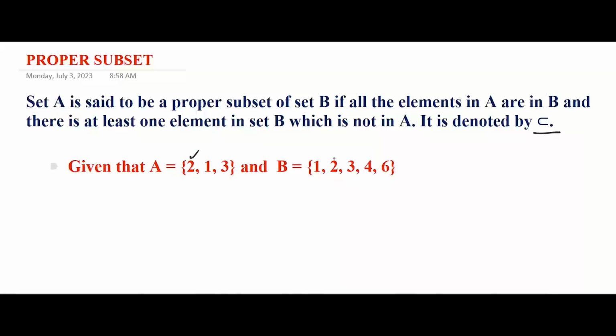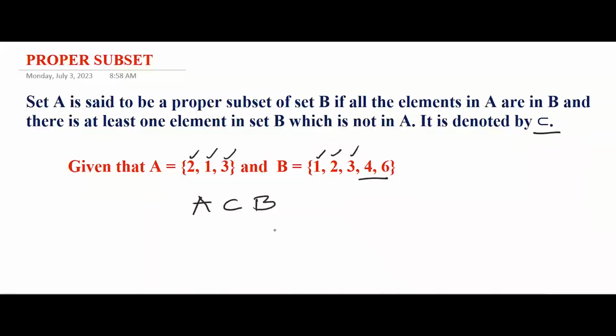2 is here, 2 is here, 1 is here, 1 is here, 3 is here, 3 is here. So the first condition is met. That is, all the elements in set A are in set B. Then the second condition is that there must be at least one element in set B which is not in set A. Obviously, we have 4 and 6 which are in B but not in set A. So that means the 2 conditions are met. Then we can say set A is a proper subset of set B.